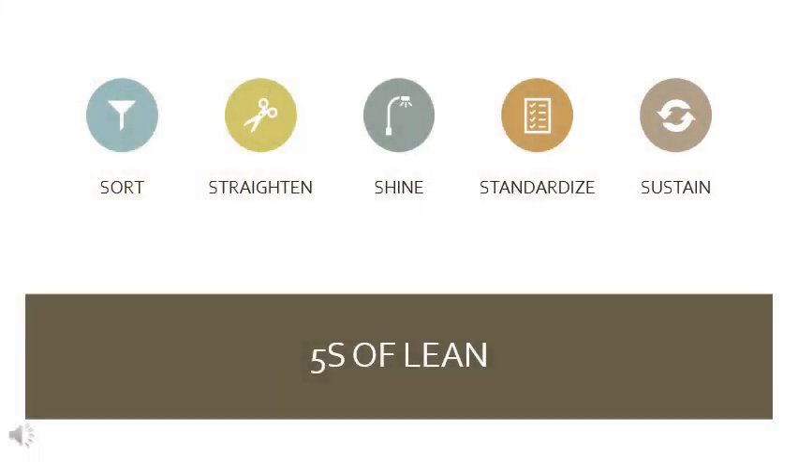So basically the 5S of lean are: the first one is sort, the second one is straighten, the third one is shine, the fourth one is standardize, and the fifth one is sustain. We are going to discuss them briefly in the upcoming slides. So let's dwell into the first one, which is sort, the first step of the 5S process.